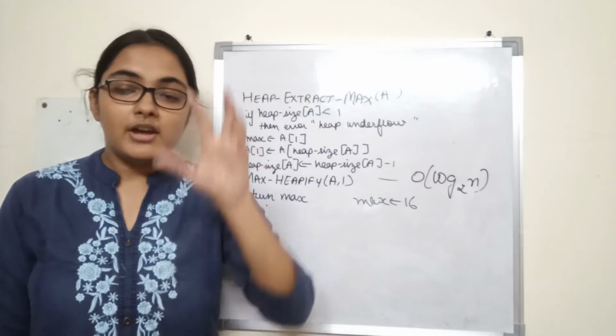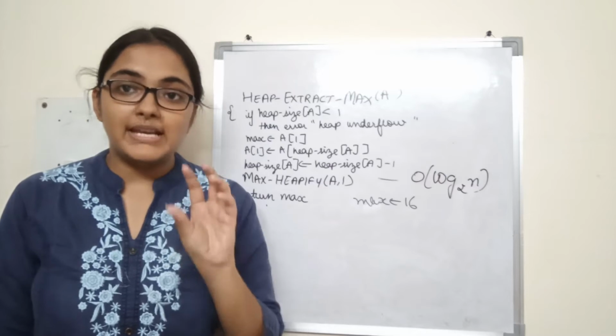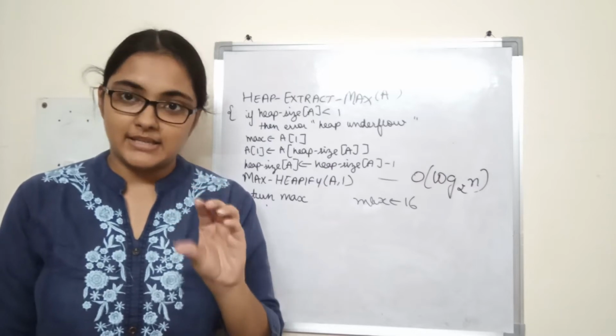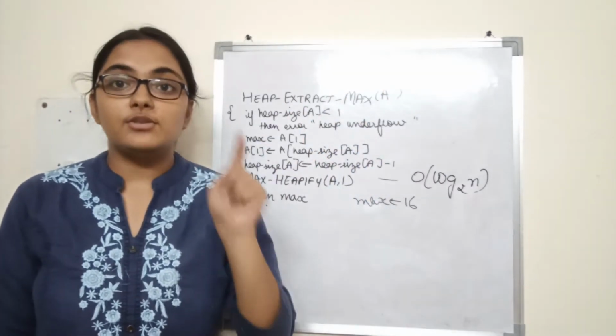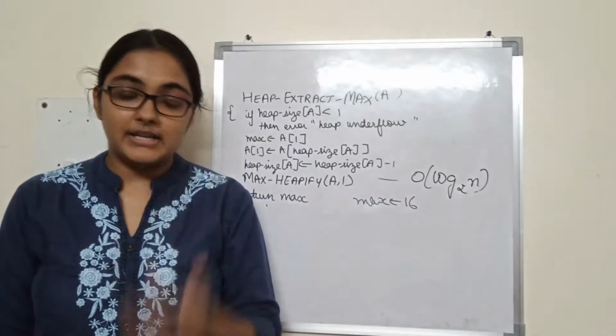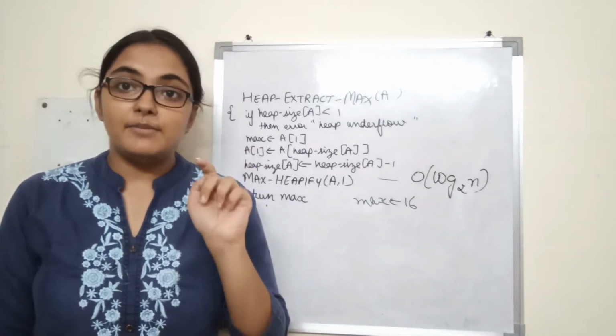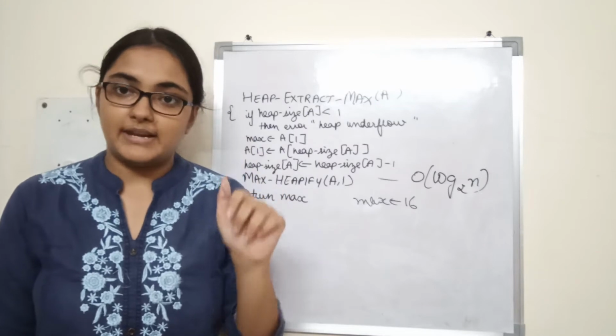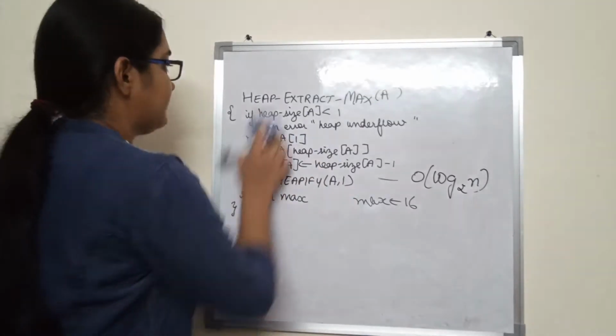So what do we do? We traverse the path from the newly increased key up to the root in order to find the correct position where the element needs to be present, because it may violate the max heap property. Let us see how it is done.